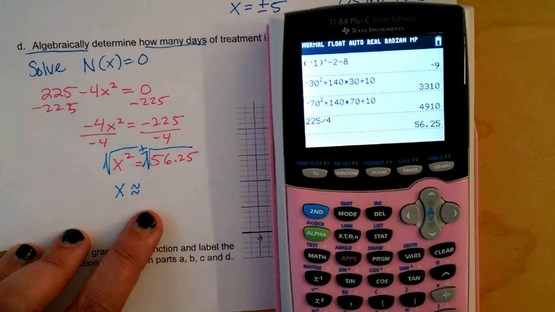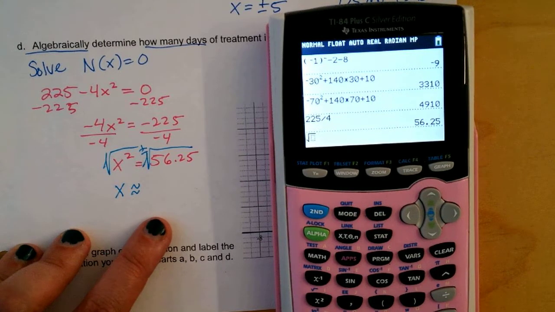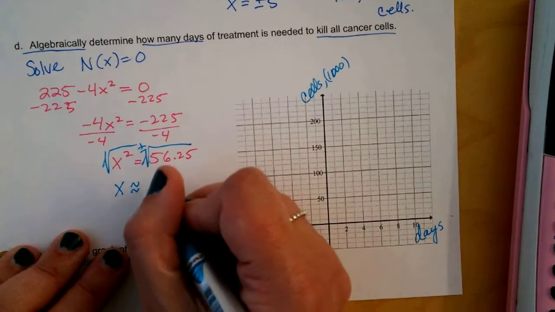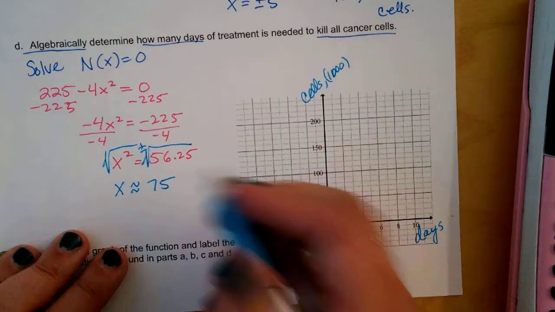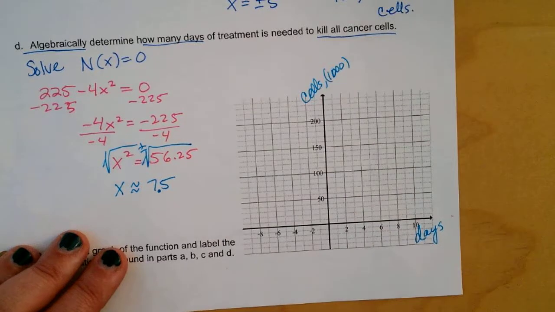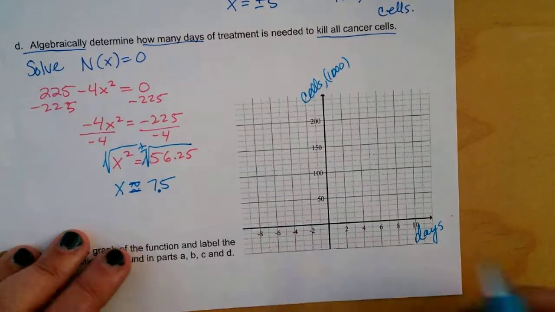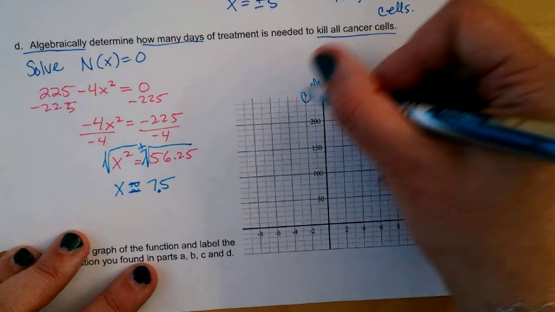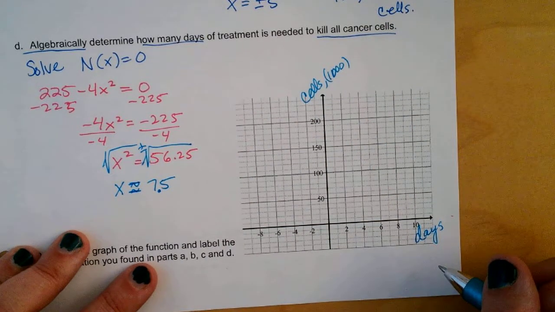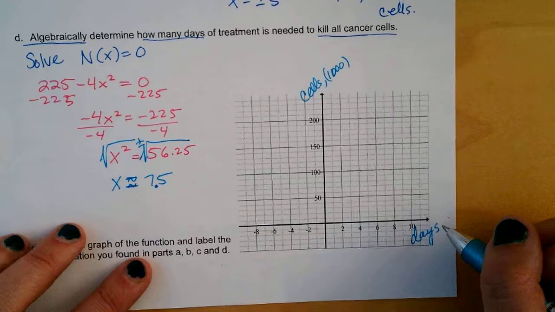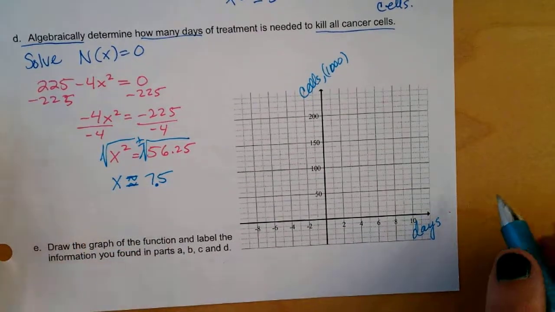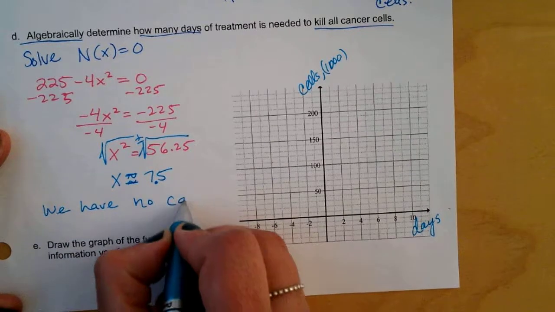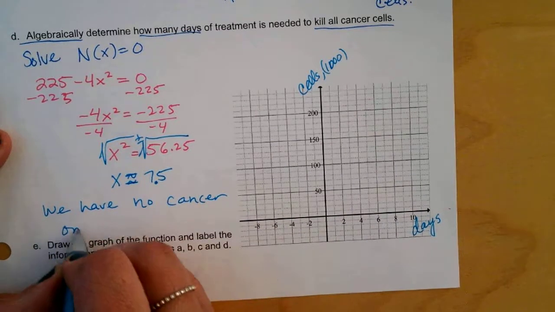So we're going to take the square root of 56.25 and we get 7.5. It's actually exactly equal to 7.5. So 7.5 is where we're hitting the, in a way, I would say hitting the ground, but this is not a ball problem, but we have no cancer on day 7.5.